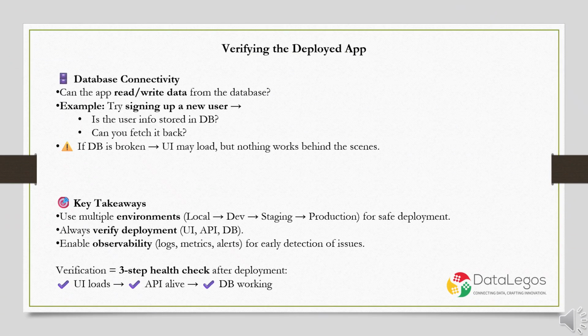Database connectivity. The third layer is the database. Even if the UI loads and APIs respond, the app is useless if the database is broken. So we check if the app can actually read and write data.